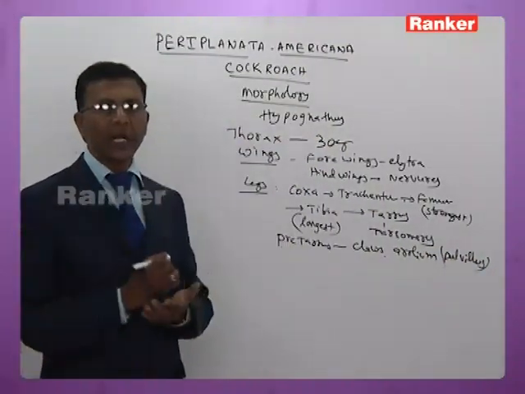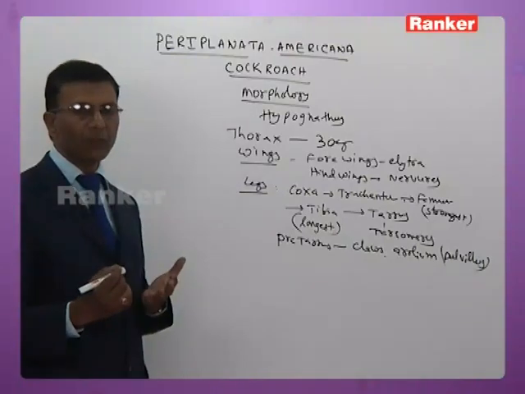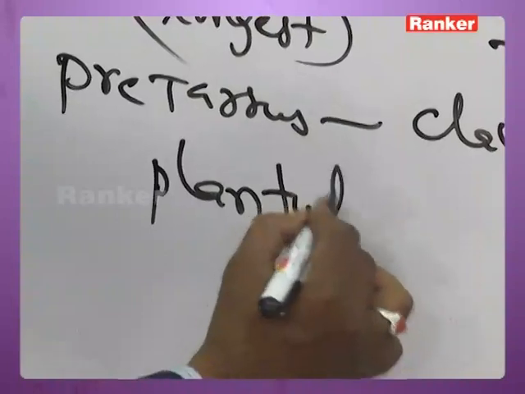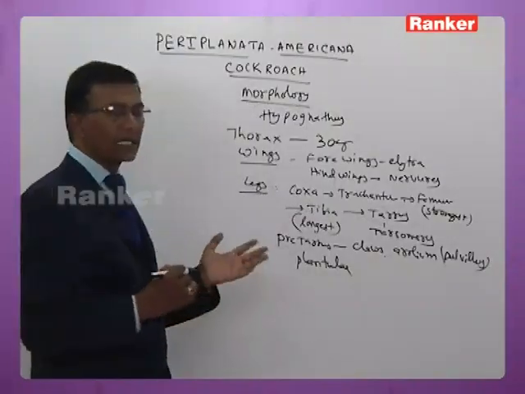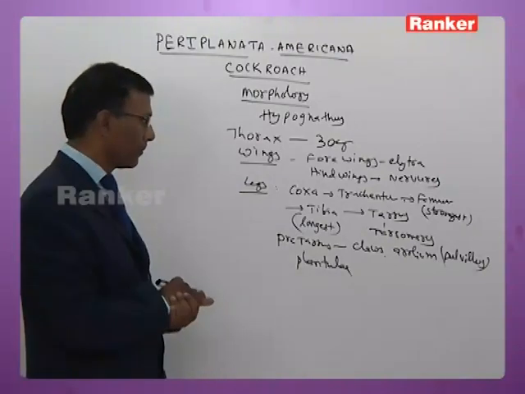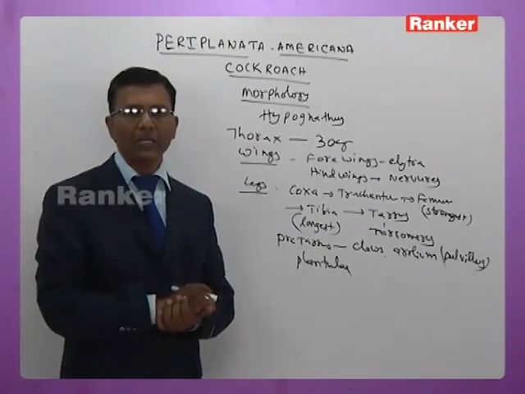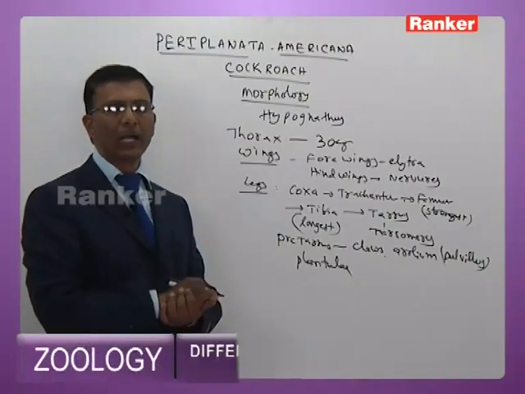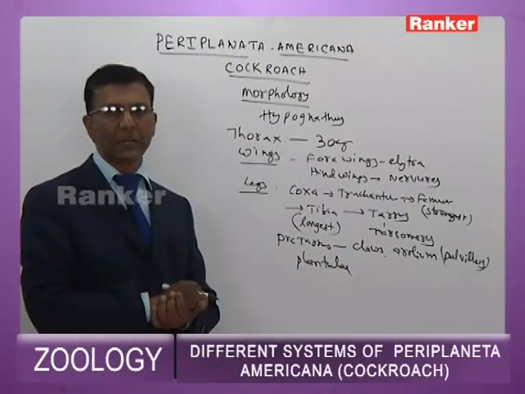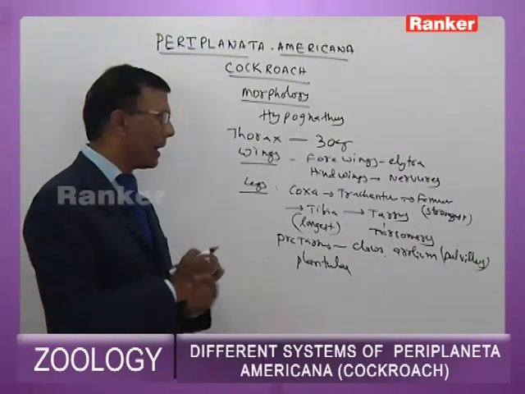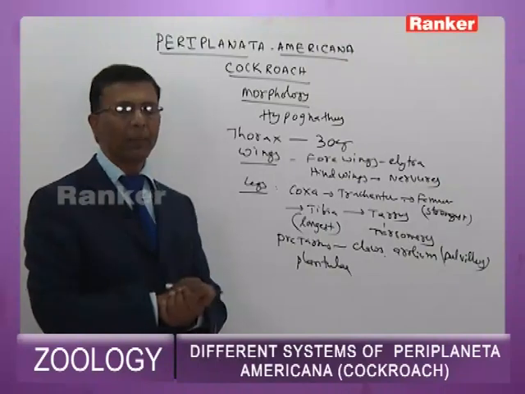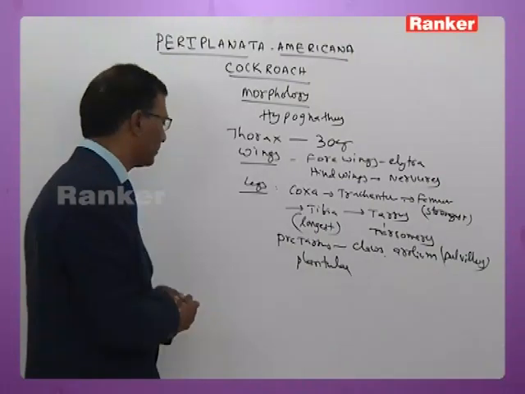Then on the ventral side of tarsomeres, soft pad-like structures are present, which are called plantulae. Now aerolium and claws help in holding rough surface, whereas plantulae help in holding smooth and steep surface.